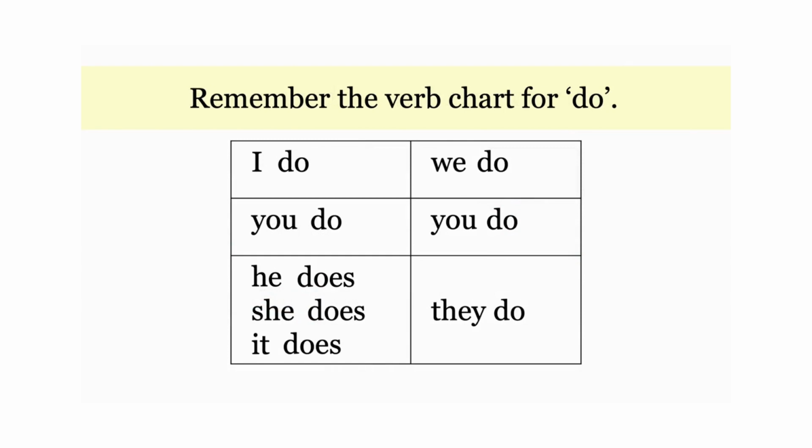Remember the verb chart for do. These are the same forms we use to form questions. There are two forms, do and does. And you have to think these are to form questions. They don't mean the same as the verb do or does as a main verb. Let's look at some examples.